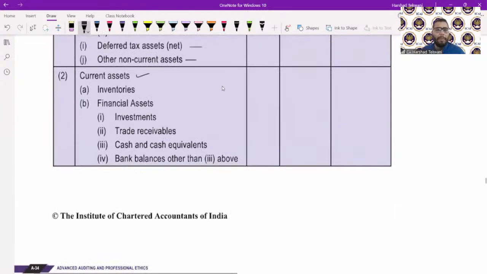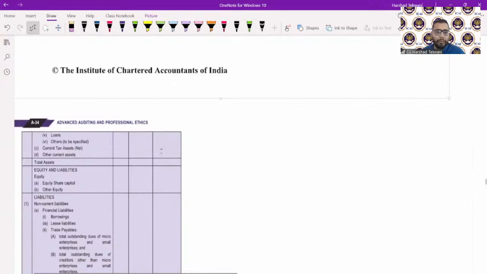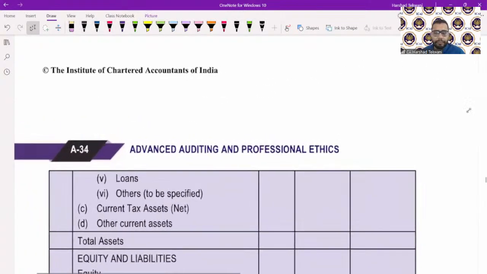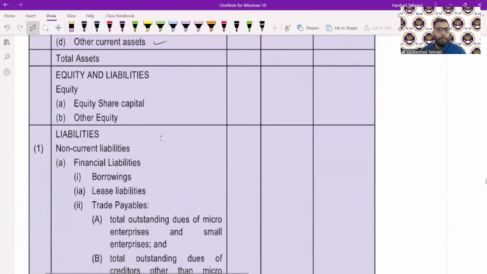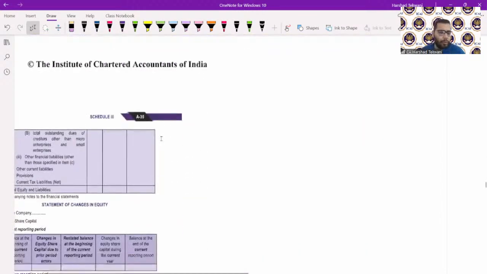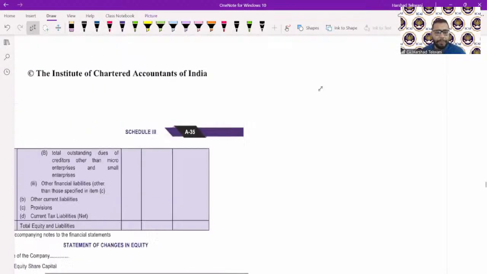In current asset, we talk about inventory, then financial assets like investment, trade receivable, cash and cash equivalent, bank balances, loans, others, if there is any other which is not falling under any other category for financial asset, current assets, current tax asset, and other current assets. Okay. This was the total asset size. Let's go to the notes and understand in detail what these mean.